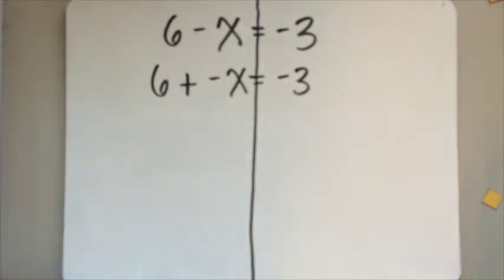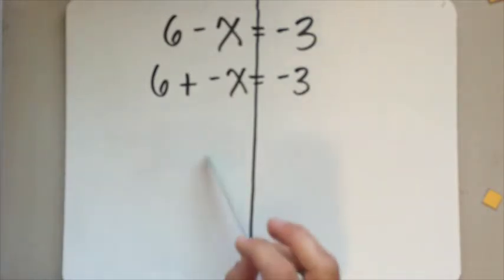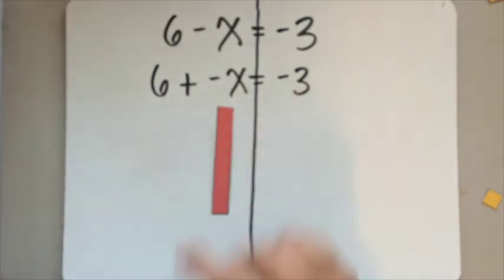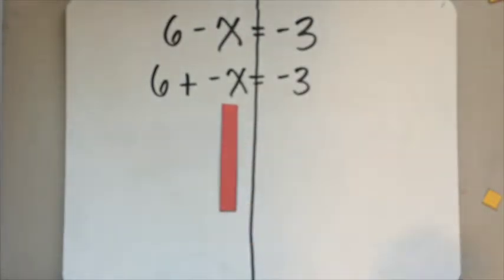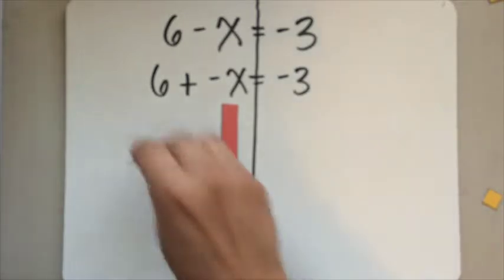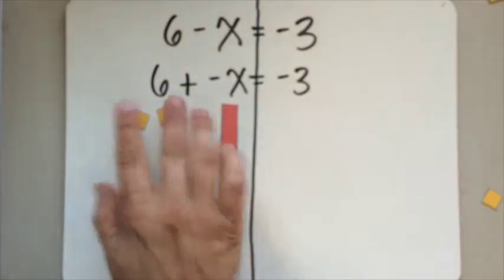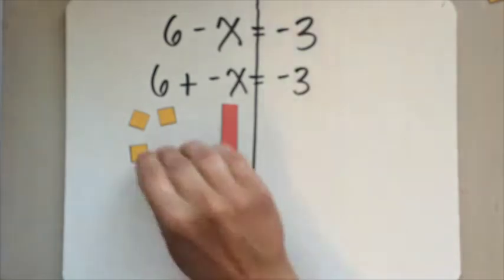We haven't seen a negative x before, but hopefully if you've watched these videos, you could guess what I'm going to do. If this is a positive x, negative x is just the opposite. It's the opposite of a positive x. So I'm going to use the red side of my x algebra tile to represent negative x. The 6 is 6 positive ones.